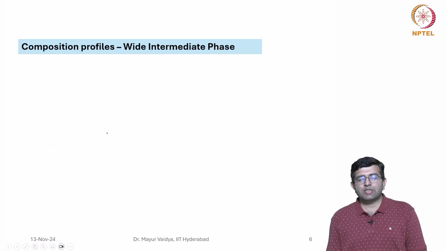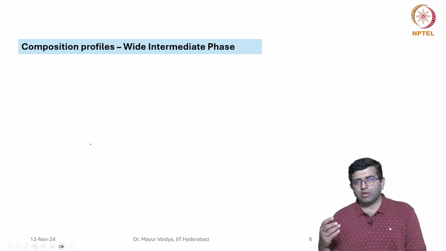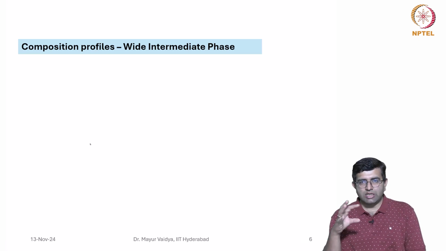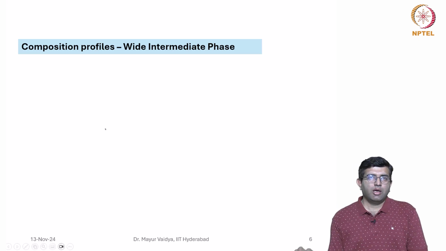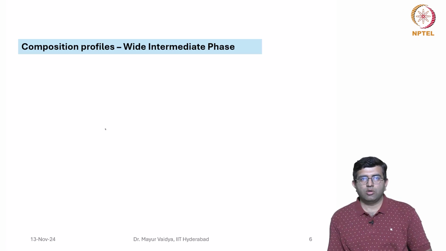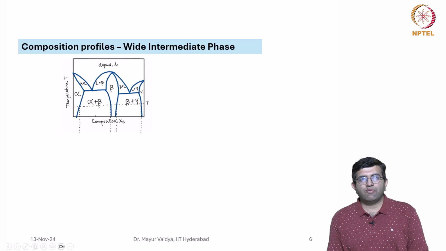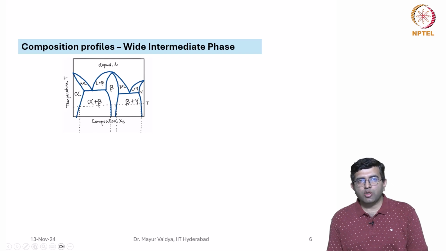So, now let us move ahead with composition profile in the wide intermediate phase. These are the examples you will typically encounter in phases like NiAl or FeAl, which exist for a wider composition range, unlike the line compound or the compounds we just saw schematically, where it exists over a very narrow range. So, the phase diagram looks something like this. Here we have represented beta, you see that it exists over a much higher composition range. We have put alpha and gamma as well here.